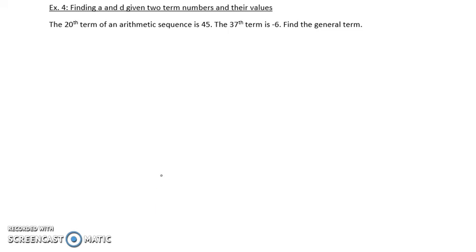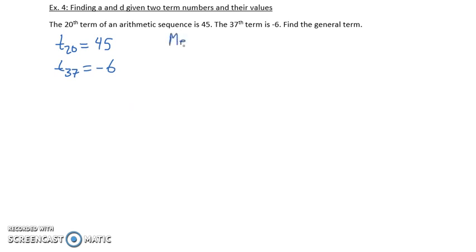This is very different than what we've looked at so far. This is a situation where we're finding A and D given two term numbers and their values. Here's the example I have. The 20th term of an arithmetic sequence is 45. The 37th term is negative 6. Find the general term. So what we know is that T20 is equal to 45, and we know that T37 is equal to negative 6. That's all we know. We're not told the first term, so we can't start with that or anything.